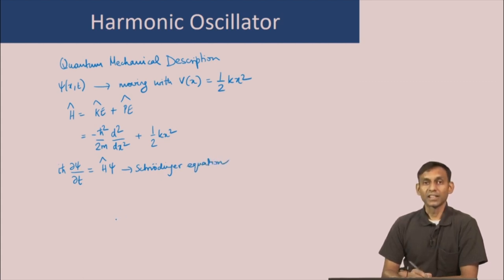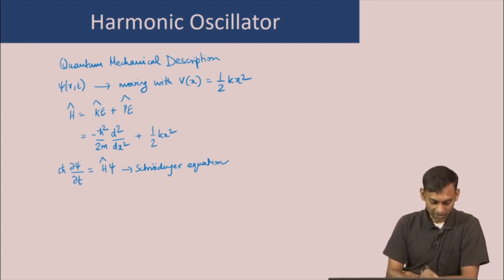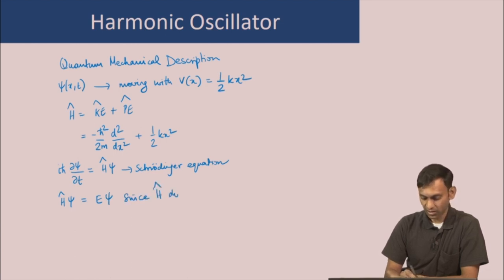We have seen in the lectures on the basics of quantum mechanics that if the Hamiltonian does not depend on time, which is the case here, then solving the Schrodinger equation is equivalent to solving the eigenvalue equation of the Hamiltonian. H psi is equal to E psi, since H does not depend on time.